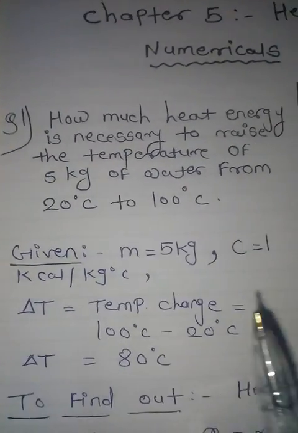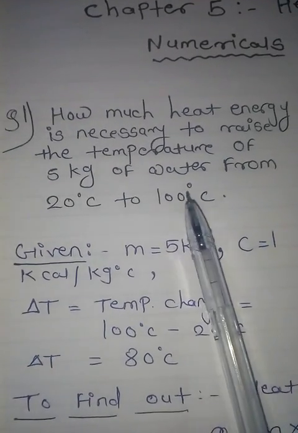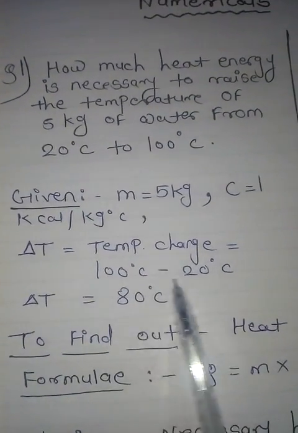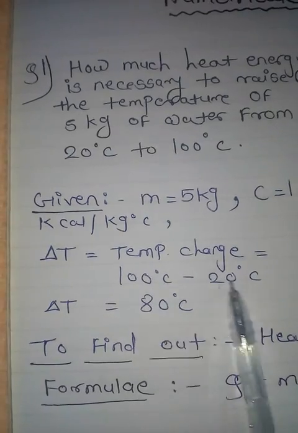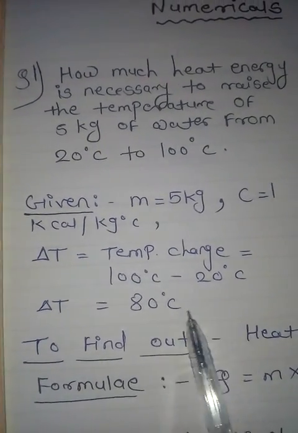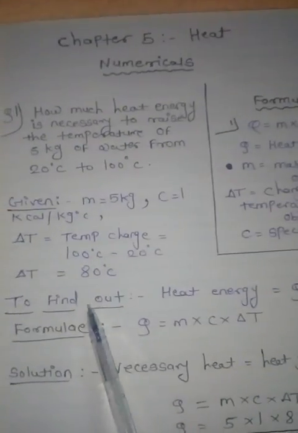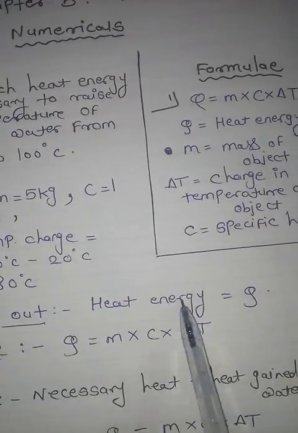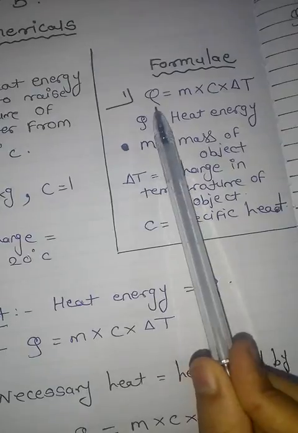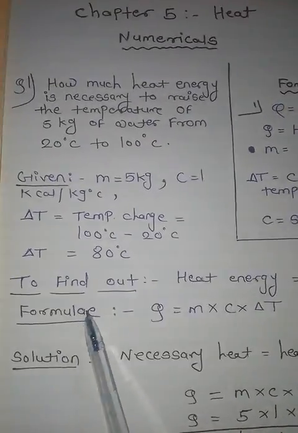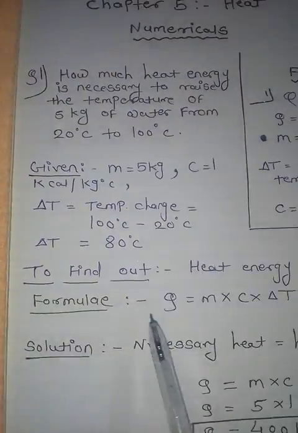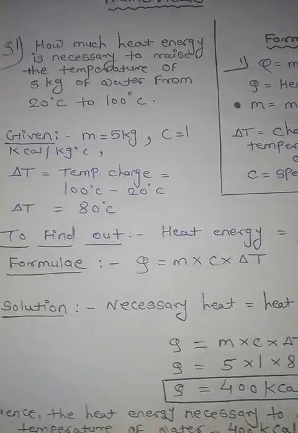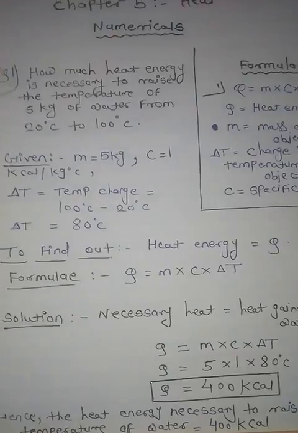Then what is delta T? Change in temperature. Here the temperature changes from 20 degrees Celsius to 100 degrees Celsius, so delta T is equal to 100 minus 20, which is 80 degrees Celsius. Then what do we have to find out? We have to find out the heat energy, that is Q. For that we are going to use the formula Q is equal to M into C into delta T.